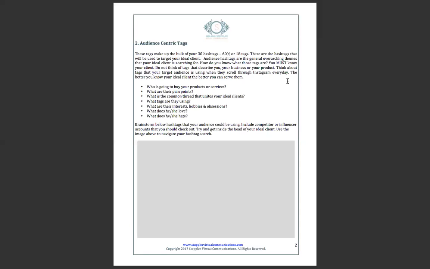So spend the bulk of your time focusing on these audience-centric tags or your niche hashtags, because these are the hashtags that are going to serve your account and your business the best. These hashtags are targeting the people that you know want your product, or your product solves a pain point for these people. So these are the people that convert to customers. Make sense? So spend some time brainstorming here about some potential words that could be awesome hashtags for your niche or your target market.